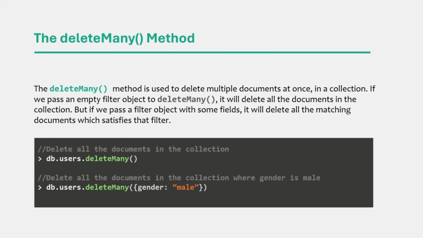In the same way, we also have the deleteMany method. It is used to delete multiple documents at once from a collection. And if we pass an empty filter object to deleteMany, it will delete all the documents in the collection. But if we pass a filter object with some fields, it will delete all the matching documents which satisfy that filter. So let's go to the Mongo shell.